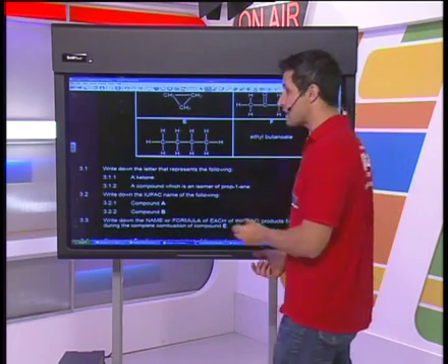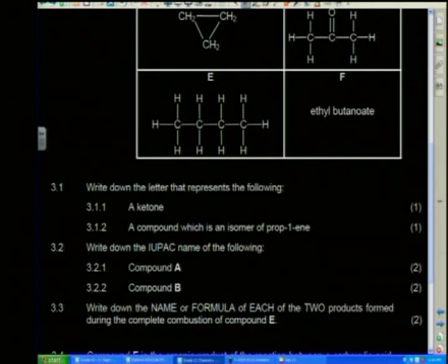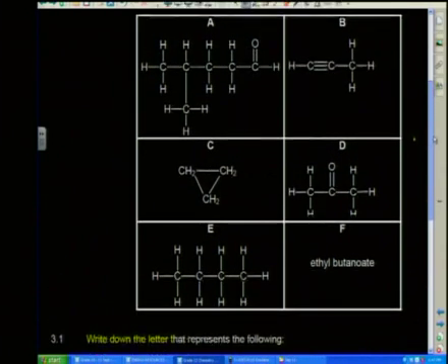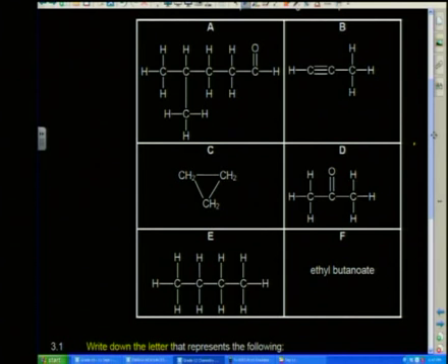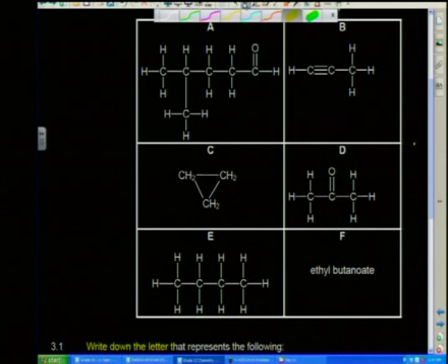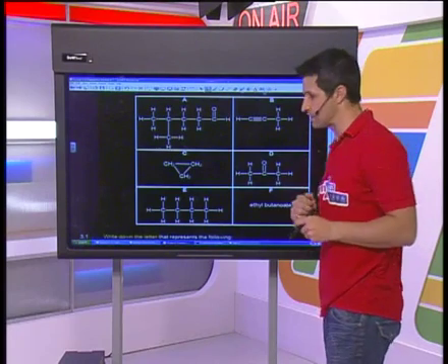Now they say, write down the letter. So this is not a lengthy question. This is not one that requires a lot of explanation. It says, write down the letter that represents the following. Okay, 3.1.1. It tells me that I'm looking for a ketone. If I remember correctly from our first multiple choice questions, a ketone is a C double bonded O, but here's the difference. It is in the middle of a chain. It cannot be at the end, because if it is at the end, that makes it an aldehyde.